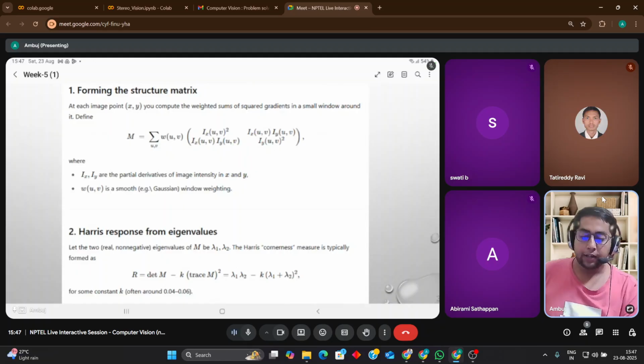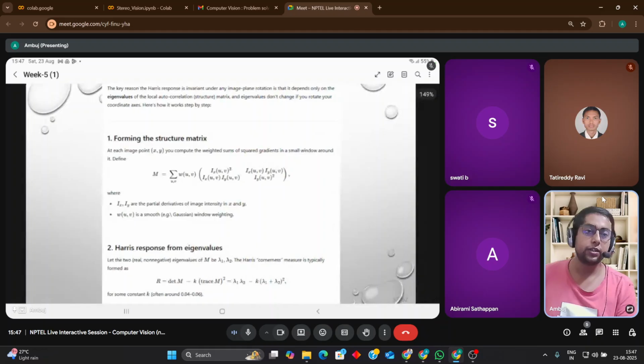And the Harris response from these eigenvalues: let the two eigenvalues of M be lambda 1 and lambda 2, then the Harris cornerness measure is typically formulated as R equal to determinant of M minus k times the trace of M whole squared. So it will be equal to lambda 1 lambda 2 minus k times (lambda 1 plus lambda 2) whole squared, for some constant k.